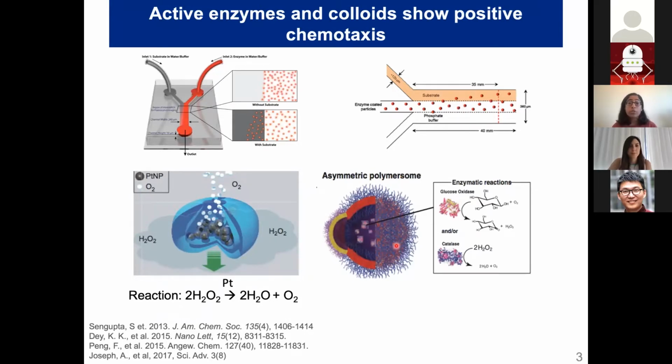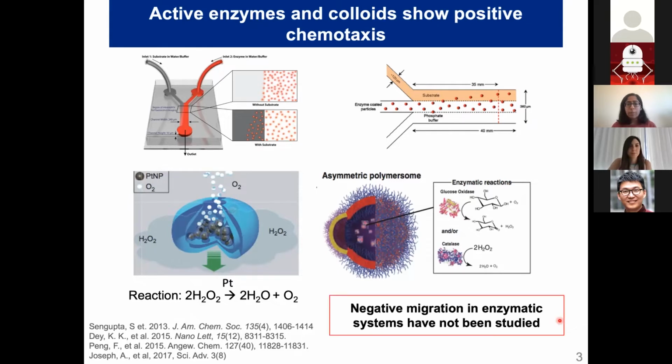Micro and nano because of the size or length scale in which they are found, and motor because of their ability to convert energy from one form to another, similar to a motor in a car. One similarity that I want to point out among the four studies here is that all of them show positive chemotactic motion, that is towards higher concentration of reactant. Negative chemotactic migration in enzymatic systems has not been shown.